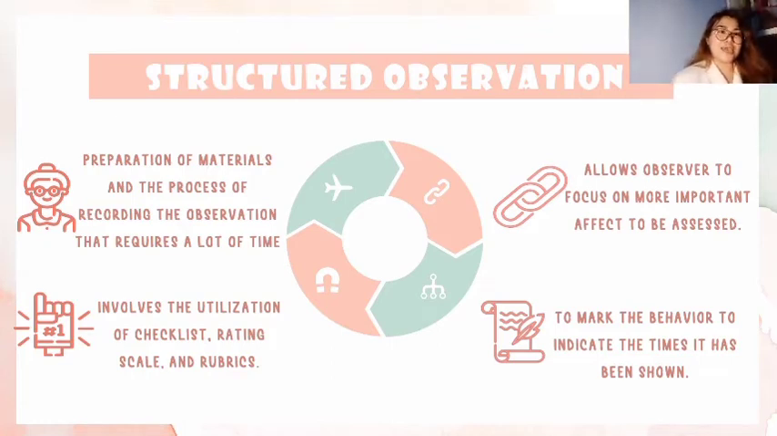This type of observation is somewhat different from unstructured observation because it requires more time for the preparation of materials and the process of recording the observation. It usually involves the utilization of checklists, rating scales, and sometimes the use of rubrics. With the behaviors listed, it allows the observer to focus on more important effects to be assessed. The teacher only has to mark in different formats through the checklist or through the rating scale.